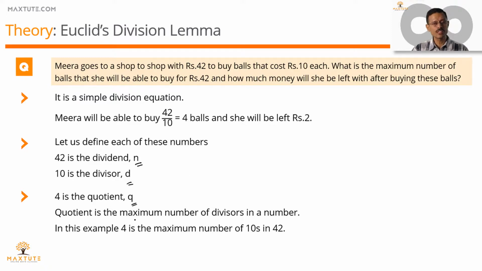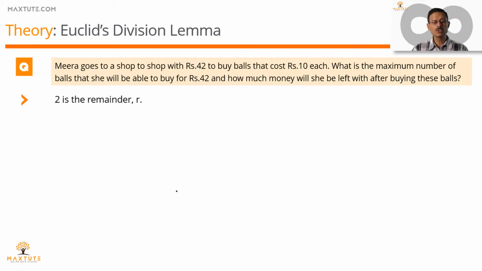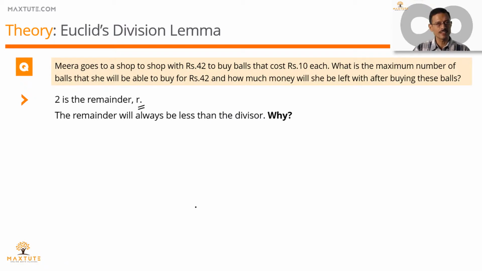What does the quotient represent? The quotient tells us the maximum number of divisors contained in this number, or in the dividend. In this example, 4 is the maximum number of tens that we have in 42. The last number, 2, is the remainder in this entire division. Let's assign a variable to it. We'll call it as R. We're going to make a statement. The statement is the remainder always takes a value that's less than the divisor.